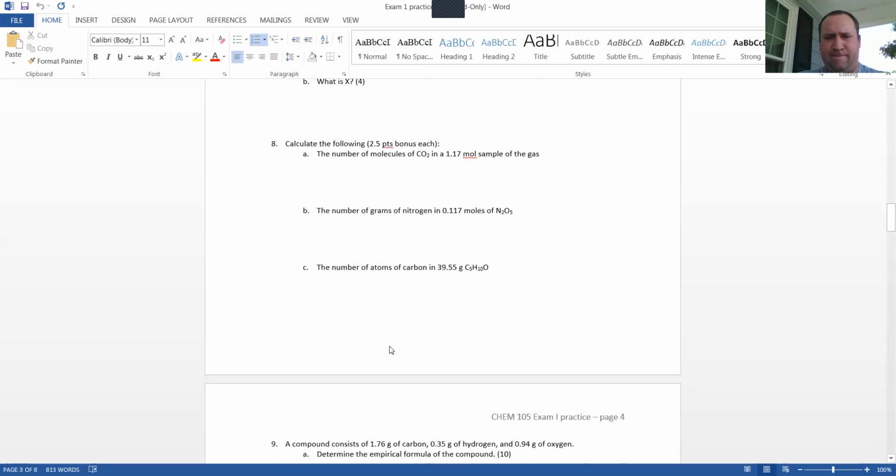Okay, when it talks about the number of molecules of CO2 in a 1.17 mole sample, that's the one where you do the mole conversion, the mass, to get the molecules. That's where we use that chart in chapter 2.